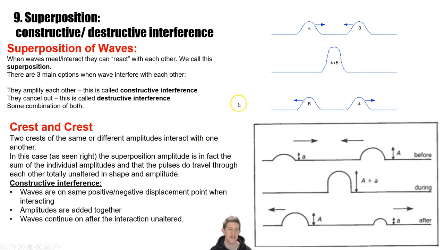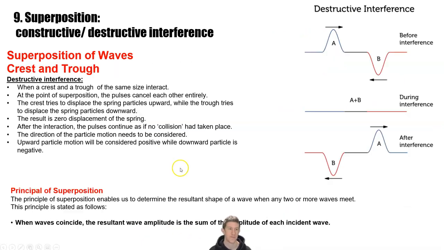So for constructive interference, the waves are on the same positive or negative displacement point when interacting. So they both have to be at a crest or a trough when they pass through. The amplitudes are added together, so it's just the amplitude of A plus the amplitude of B, and then the waves continue on after the interaction unaltered. That's an important aspect.